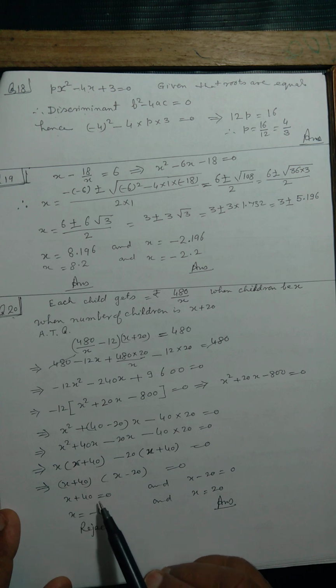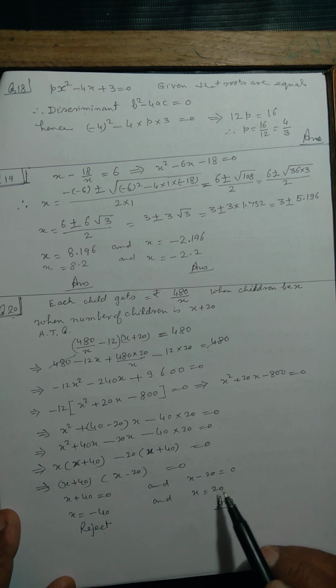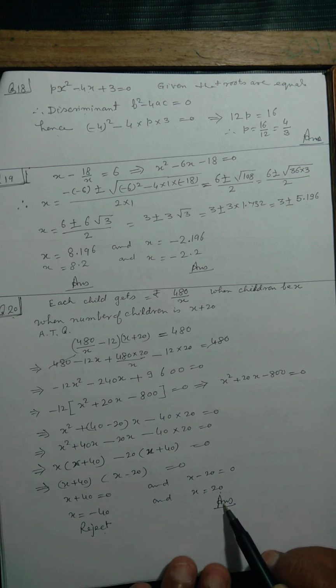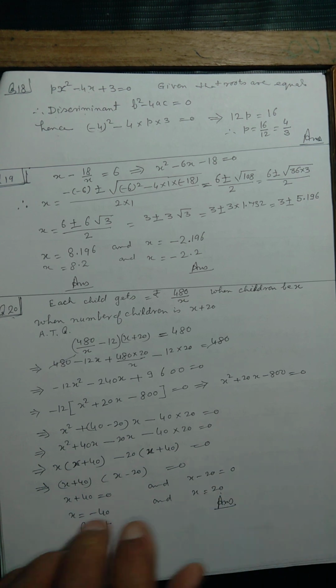So put x plus 40 is equal to 0. X will be equal to minus 40, which is to be rejected. Now substitute x minus 20 is equal to 0, x is equal to 20. This will be the acceptable answer for the number of children. Now proceed to question number 21.